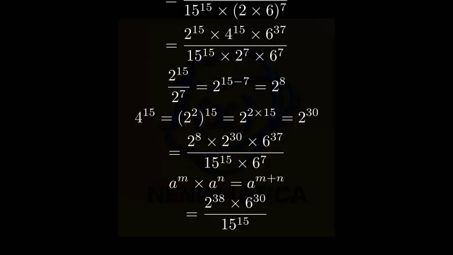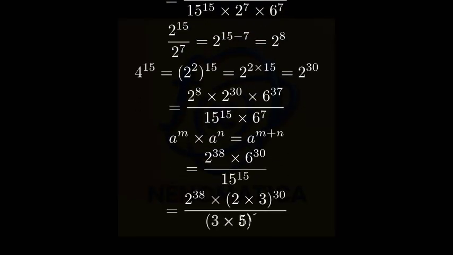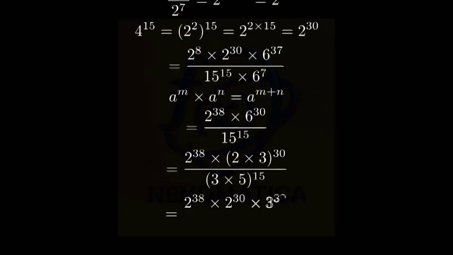Let's break down 6 and 15. 6 can be written as 2 times 3, and 15 can be written as 3 times 5. So 6 to the power of 30 becomes (2 times 3) to the power of 30. And 15 to the power of 15 becomes (3 times 5) to the power of 15. Distributing the exponents one more time, we get 2 to the power of 38 times 2 to the power of 30 times 3 to the power of 30, all over 3 to the power of 15 times 5 to the power of 15. Let's combine like terms again.